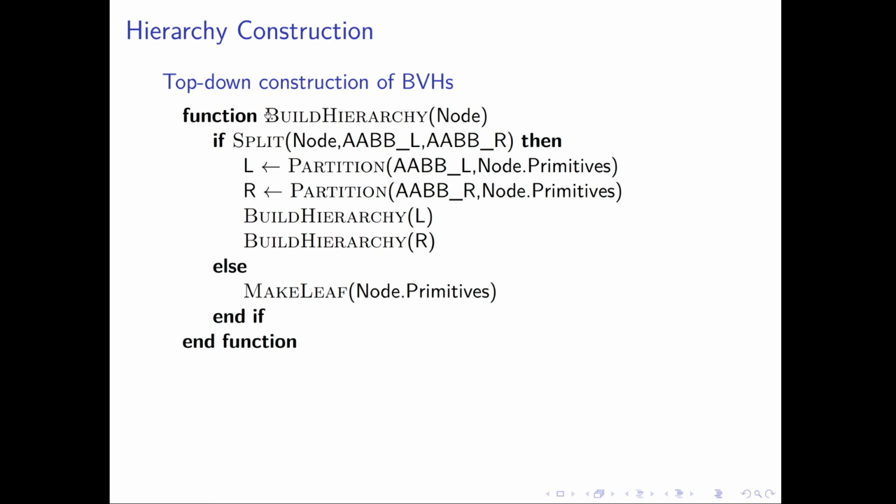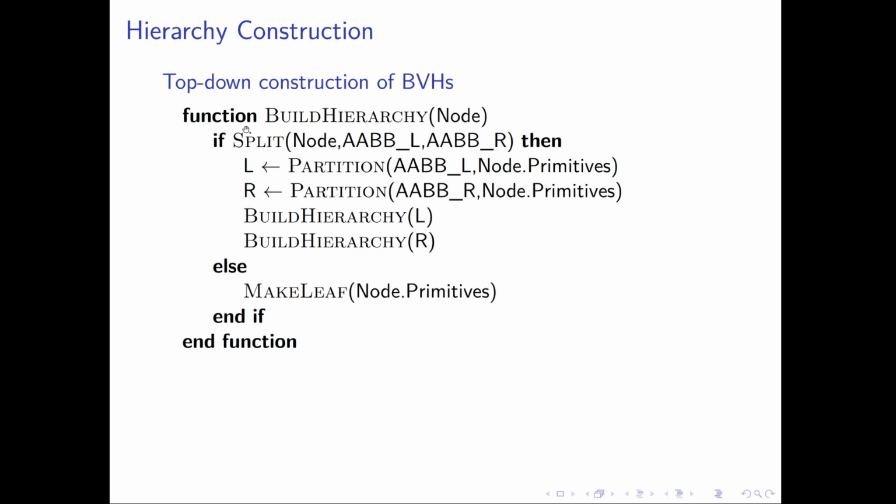When we build our hierarchy, we're presented with a node, and in the beginning this is the root node. We will later recurse into that function, and then we have to make a decision if we want to split the node or if we don't want to split. We will talk about what we do in order to decide if we want to split or not. If we don't want to split, we just make a leaf. So we just take all the primitives in the node, make a leaf, and we're done.